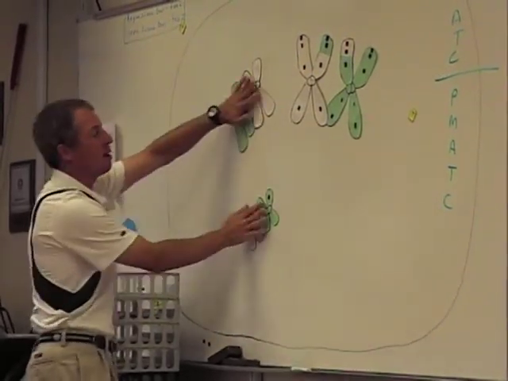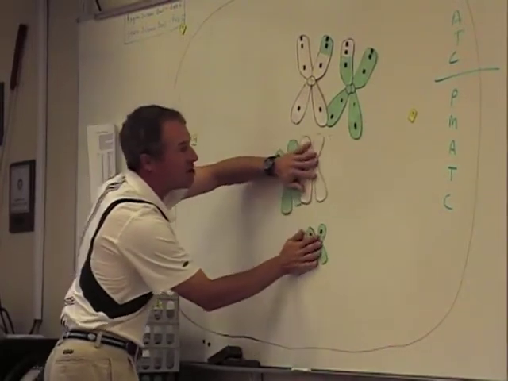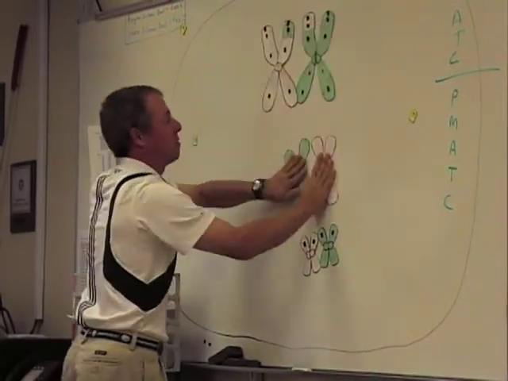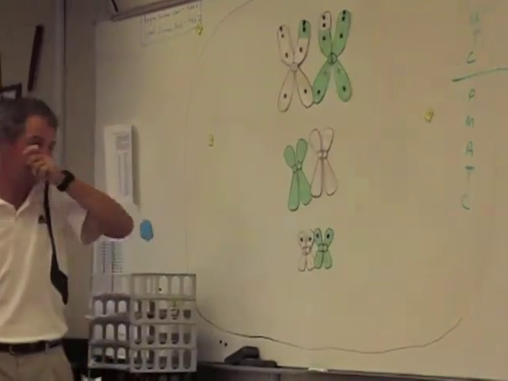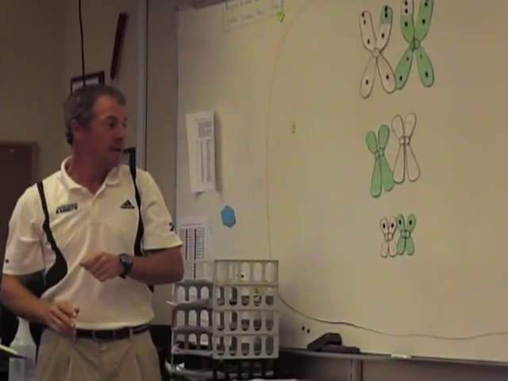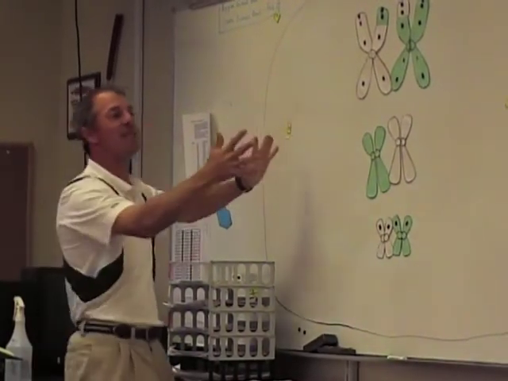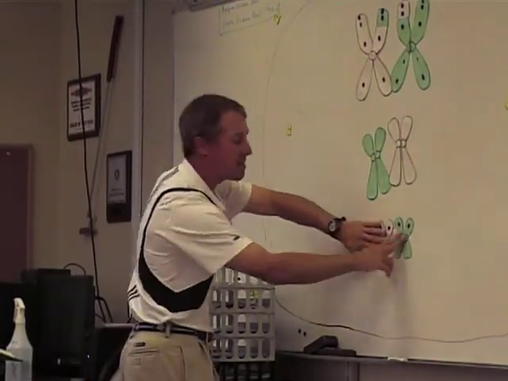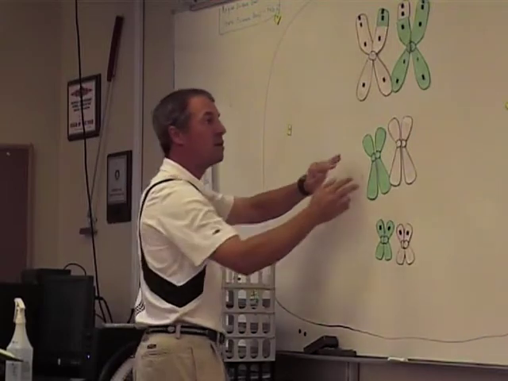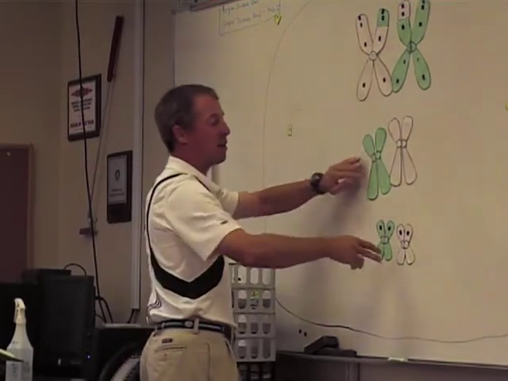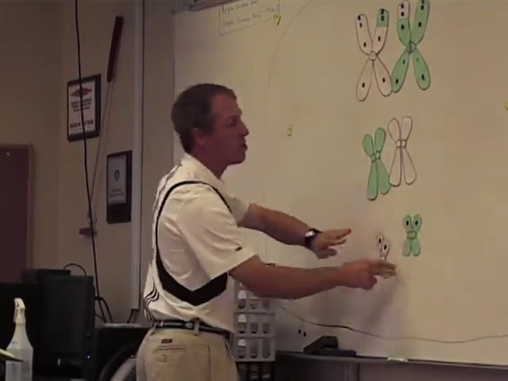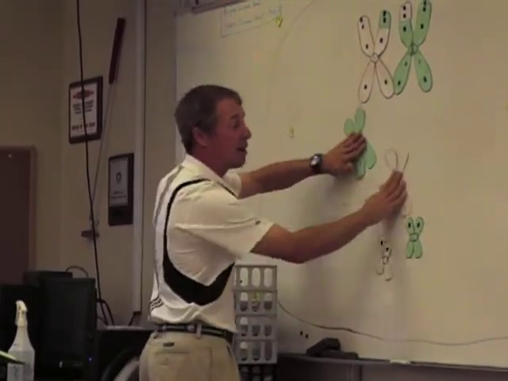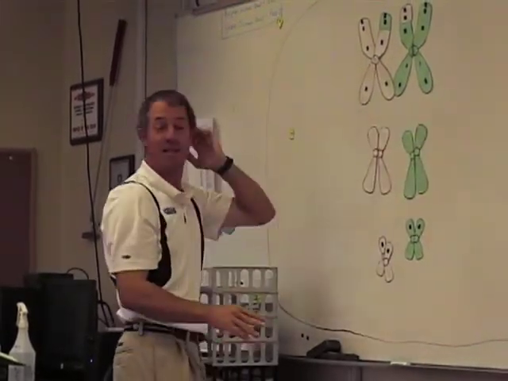Metaphase 1: the pairs line up in the middle. But it's different because they line up in pairs. Notice every time this happens, they don't have to line up the same way. The next time, they might line up like that, with 2 whites on the right. Or they could line up like this, with 2 greens on the right. Or with 3 greens on the right.